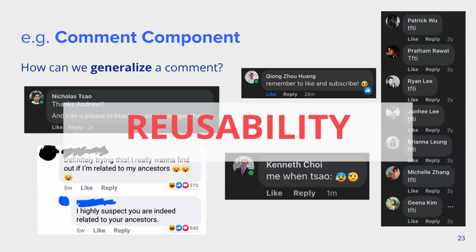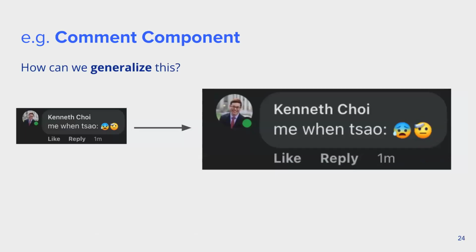You might see here on the screen, there's just a bunch of comments. And you might notice that they have a bunch of things in common. Every single comment has very similar properties. So I'll go ahead and ask all of you, how can we generalize a comment? What are some key properties you think that make up a comment? Does anyone have any ideas about these properties?